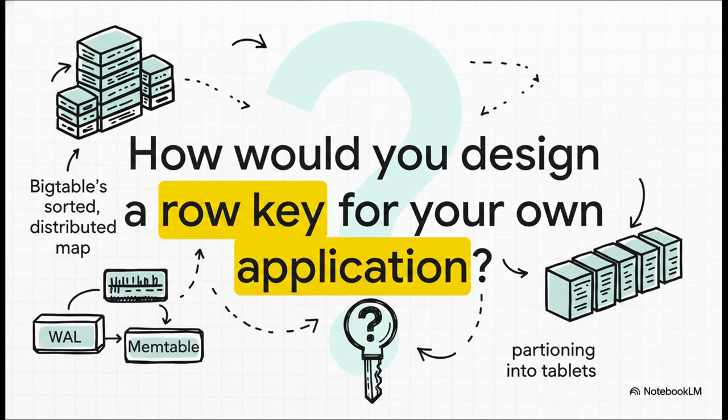So we've seen how Bigtable's architecture, from its simple sorted map and immutable files to its self-scaling tablets, is just a masterclass in building for scale. But every single one of those brilliant ideas is governed by one single fundamental choice: the design of the row key. So the real question isn't just about how Bigtable works. It's for your next huge application. What would the perfect row key look like?